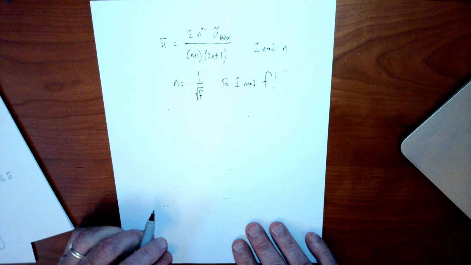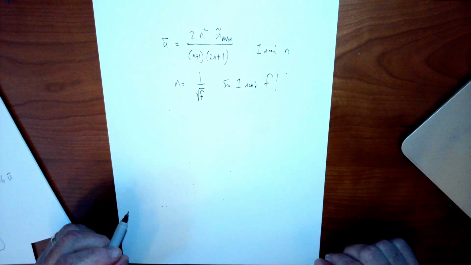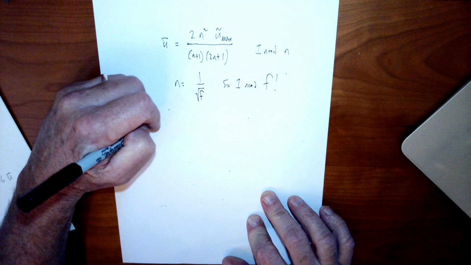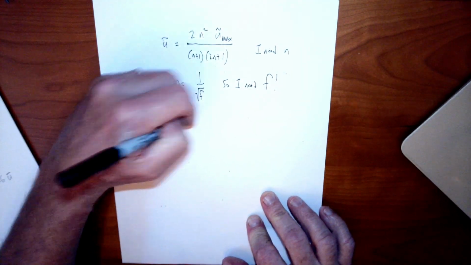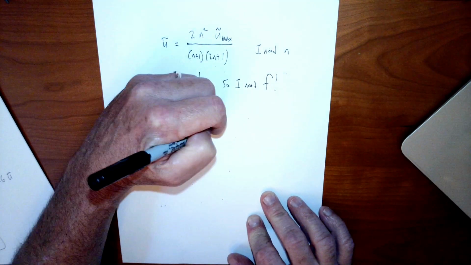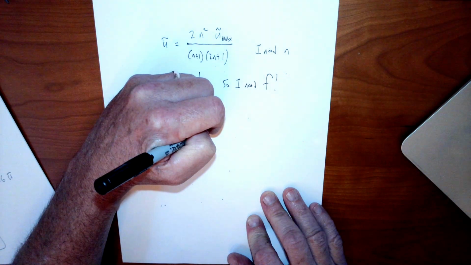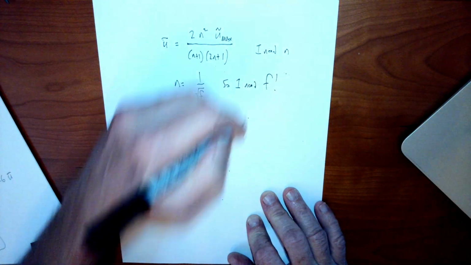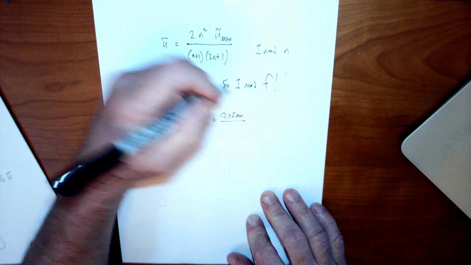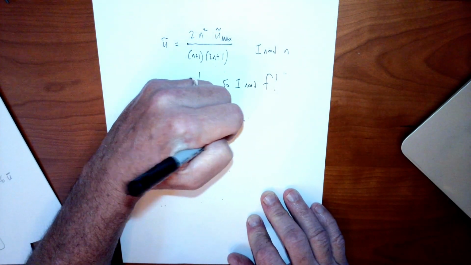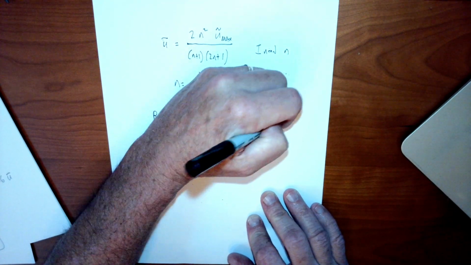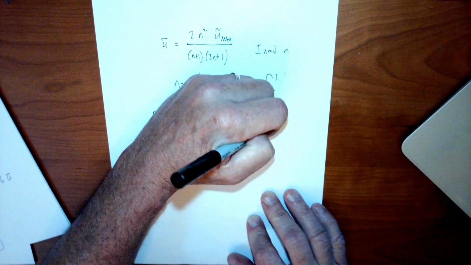Well, I know how to find f. f is going to come from the Moody diagram. And in order to use the Moody diagram, I need two things. I need the Reynolds number, which I already have, and I need epsilon over diameter, which is the roughness factor. In this case, I have 0.05 millimeters over the diameter, which is 3 centimeters. So I could rewrite that as 0.005 centimeters over 3 centimeters.